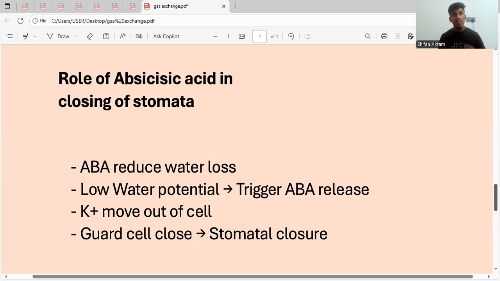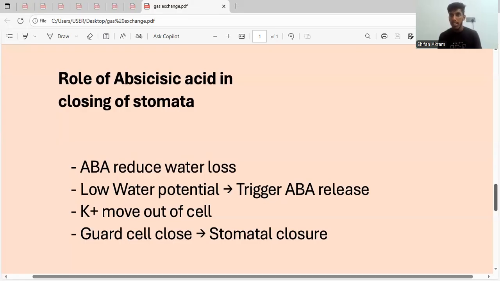This release of abscisic acid causes the pumping out of potassium ions from the guard cells. We know what happens when potassium ions are pumped out of the guard cell. The water in the guard cell leaves. This closes the guard cells. So, when there is less water in the plant, using abscisic acid, we can close the stomata.